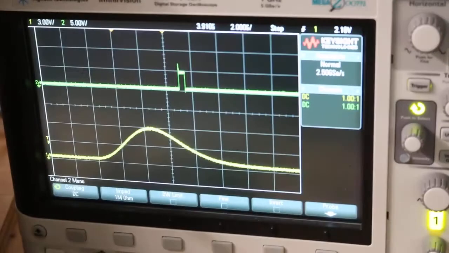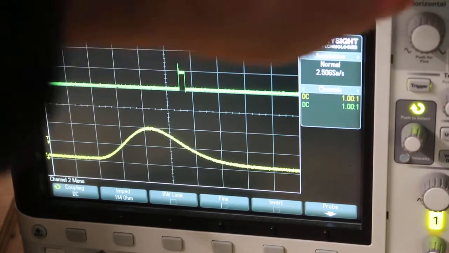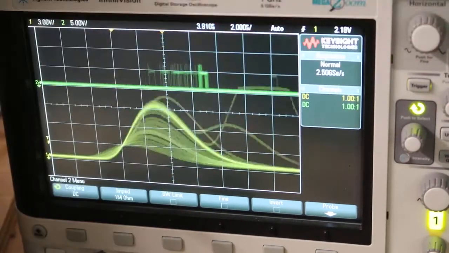gamma ray pulse satisfies, it's above its lower level, below the upper level, and so the SCA reacts and that pulse comes out. So let me just show you also what happens. Let me run the oscilloscope then. What happens is we make the lower level too high. So I'm going to go back to this knob over here and continue to turn it up.